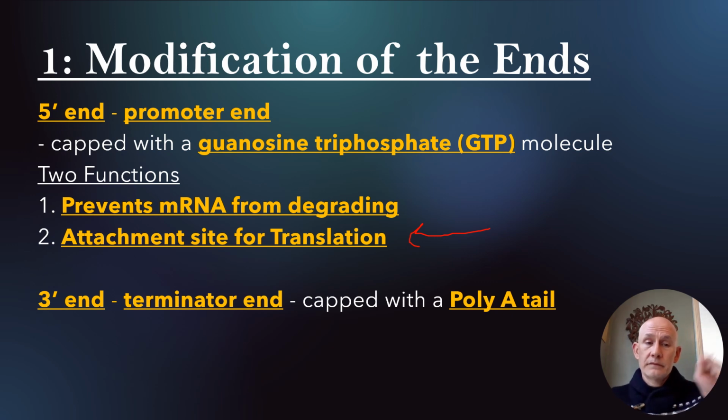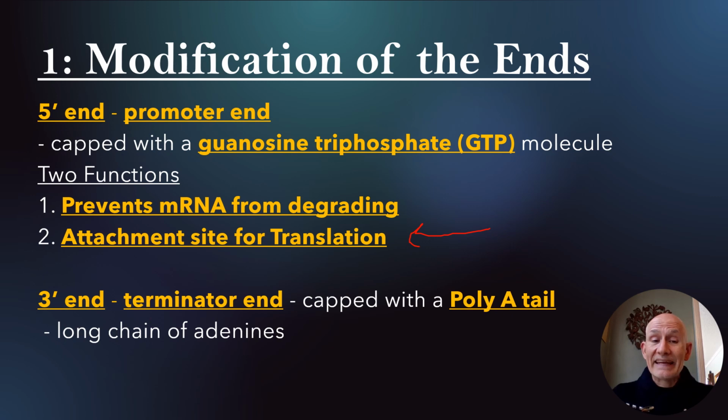So, modifying the ends, add a guanosine triphosphate 5' cap. So it can be called the GTP cap, called the 5' cap. And then we get the 3' end, which is called the poly-A tail or the polyadenylated tail, which is just a long chain of adenines.